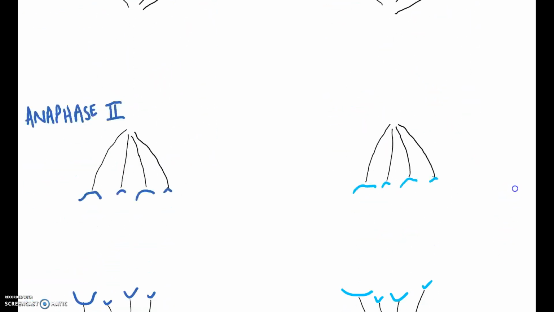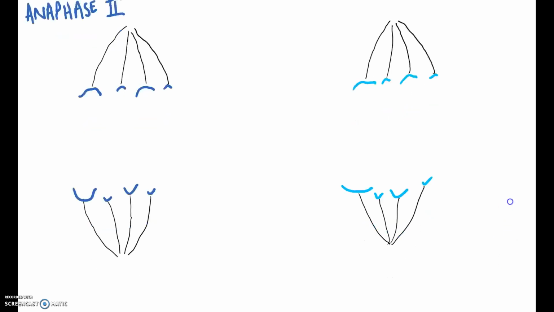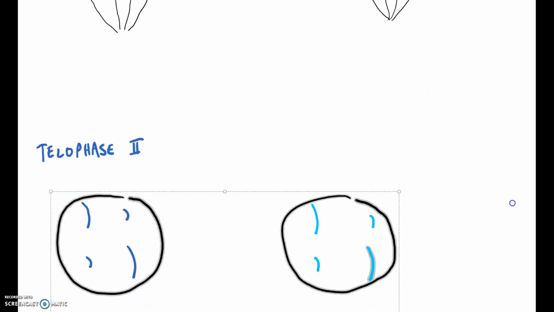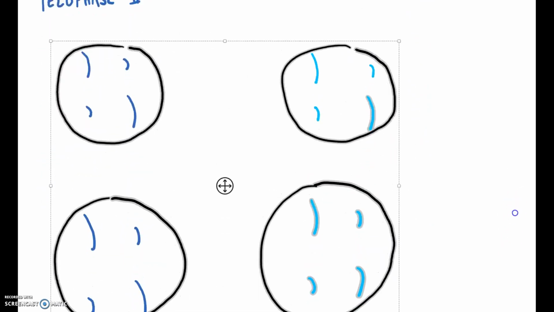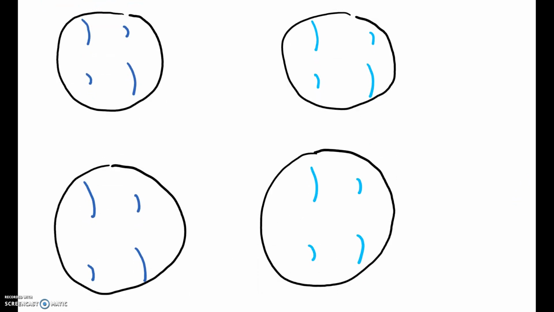And then in anaphase 2, those individual chromosomes separate into chromatids, and they go to each of the poles. And then in telophase 2, you have your 4 diploid cells.